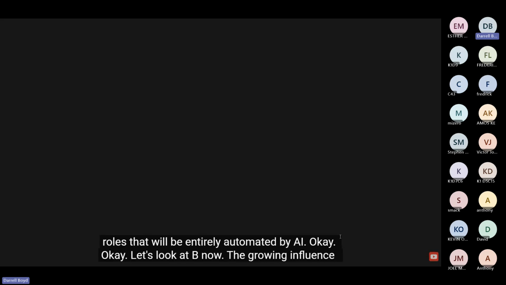Next one, the growing influence of technology in creative industries. Well, it does talk about some industries. It said manufacturing and in offices, but it doesn't talk about creative industries. So we can remove that one.